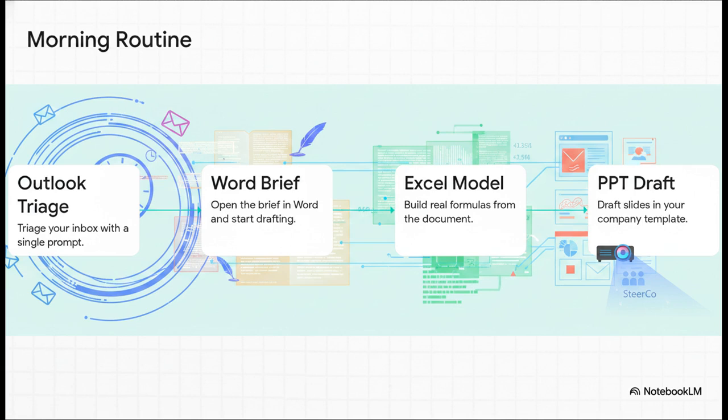Finally, Step 4. You open PowerPoint. You just point Claude at the updated analysis from Excel and ask it to turn that raw data into a steering committee deck using your company's exact template. Boom. It transforms raw data into branded visual charts. 4 apps, 1 completely seamless flow.